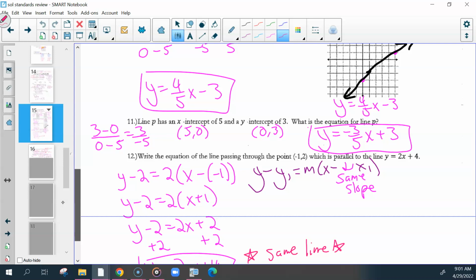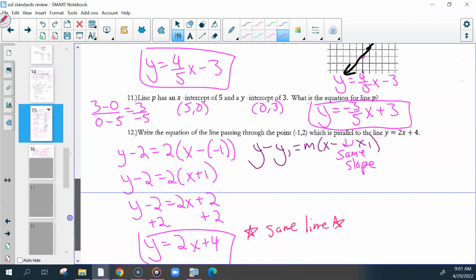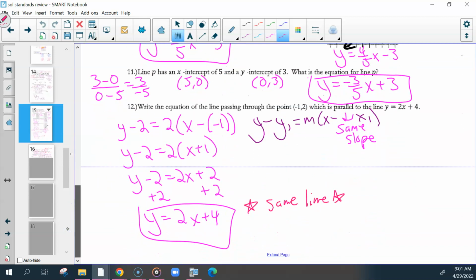12, however, is something new. So we talked about parallel and perpendicular lines before, how to find them, but we didn't do it to this extent, I don't believe. So with this, we're kind of doing the same thing. We're given some point, and we're given a line, and they tell us we want to find another line that is parallel to the one they gave us. To figure that out, we have to know a couple things. Parallel means that it would have the same slope.